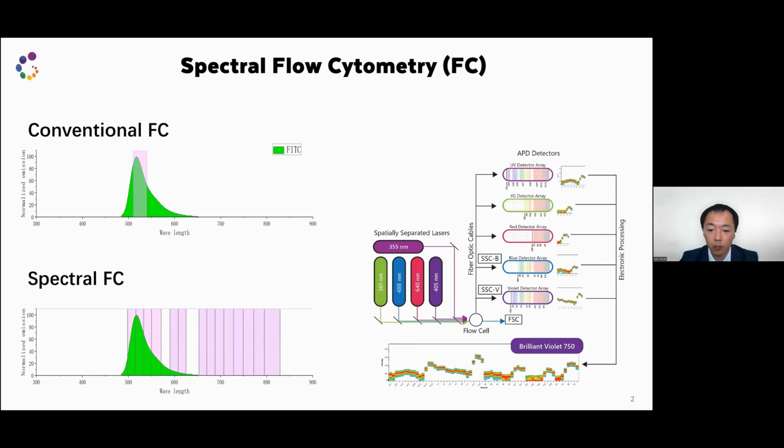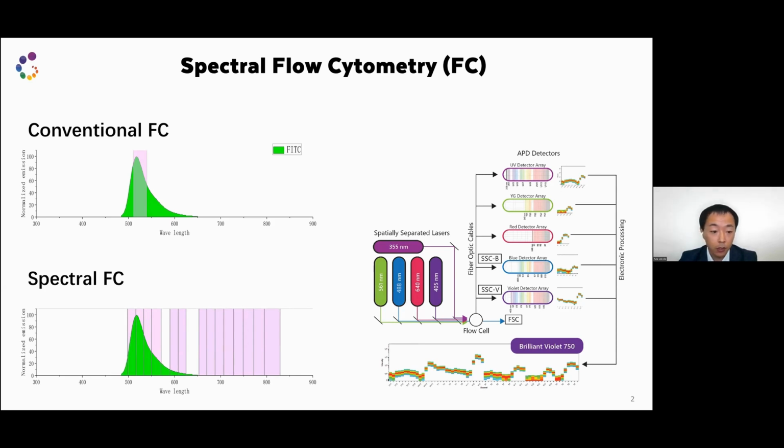Some fluorophores may have the same emission peak. They cannot be distinguished by conventional flow cytometry, but their spectra may be different from each other, so they can be distinguished by spectral flow cytometry. By capturing the entire emission spectrum, spectral flow cytometry allows for better differentiation between overlapping fluorophores, enabling the use of a wide range of fluorochromes in a single tube.